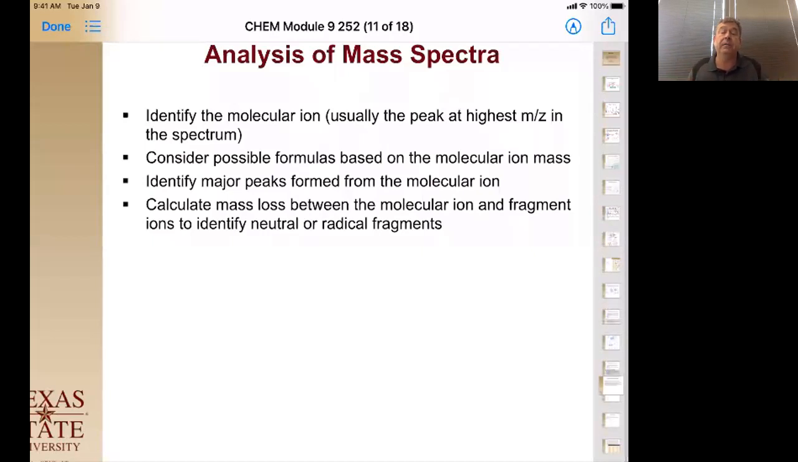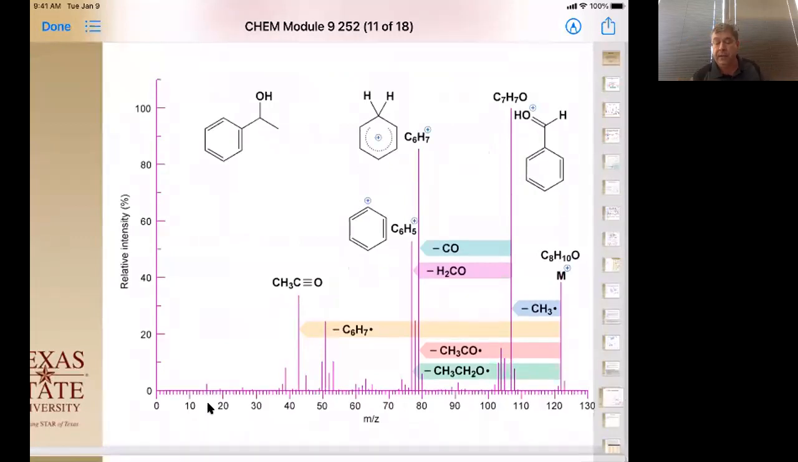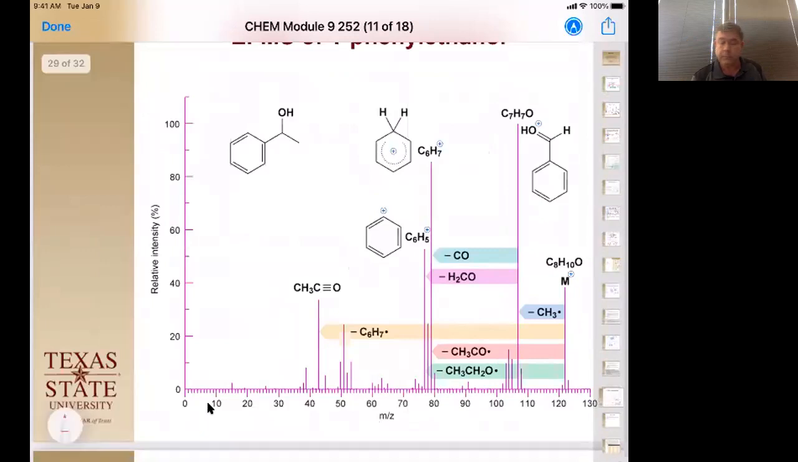Identify the major peaks, because the major peaks are going to tell you molecular weights of things that you might see. And then you also calculate the mass loss between the ion peaks and the fragments, and that tells you what's being cut off. So let's do that as an example here. Let me show you how that can be done. So our molecular ion peak is this one way up here, right here. And it's telling us that our molecular weight is 122. Okay. So that means we can have only an empirical formula that will add up to 122.